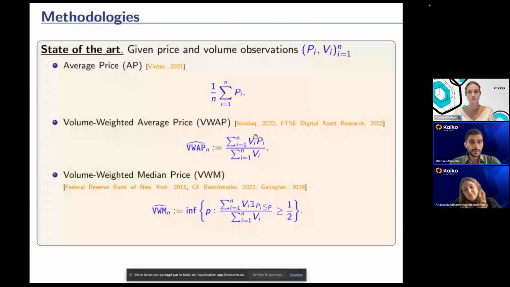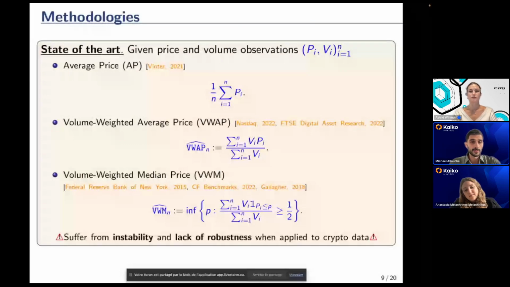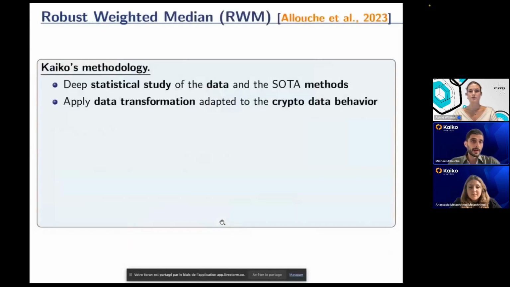And actually at Kaiko, what we proved mathematically is that all those methodologies suffer from instability and lack of robustness when applied to crypto data. This is due to the large fluctuation of the price and the volume. In statistics, we say that the distribution of the price and the volume are heavy-tailed. And so this phenomenon causes this instability and lack of robustness of such methods. So that's why at Kaiko, we developed our own methodology called robust weighted median, which is all developed here. It's a public paper, and I will give you the reference at the end, which is based on first a deep statistical study of the data and of the state-of-the-art methodologies that I just discussed on the slide before.